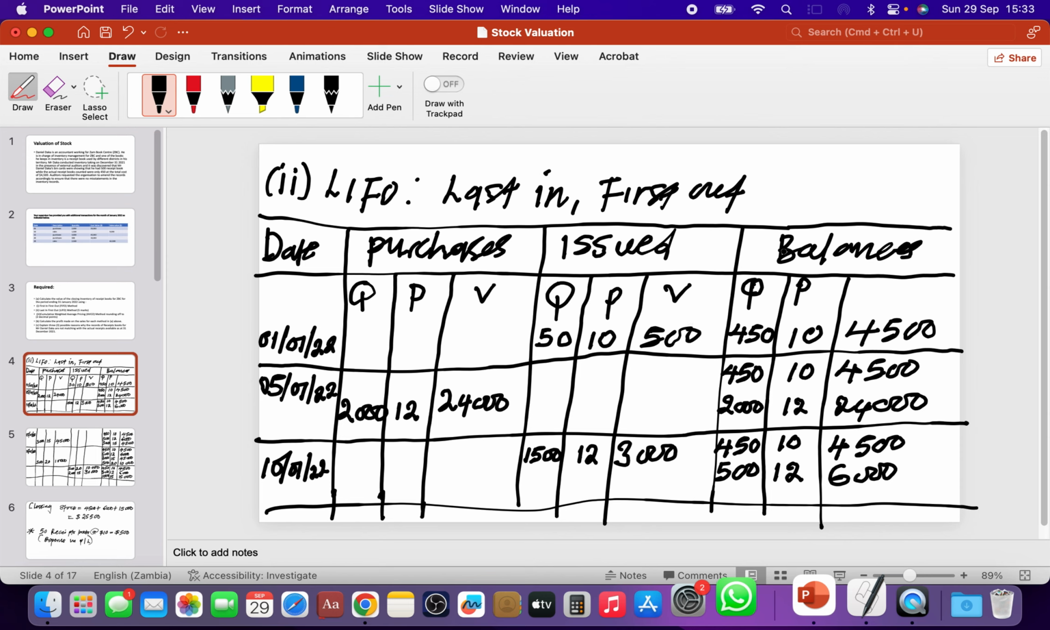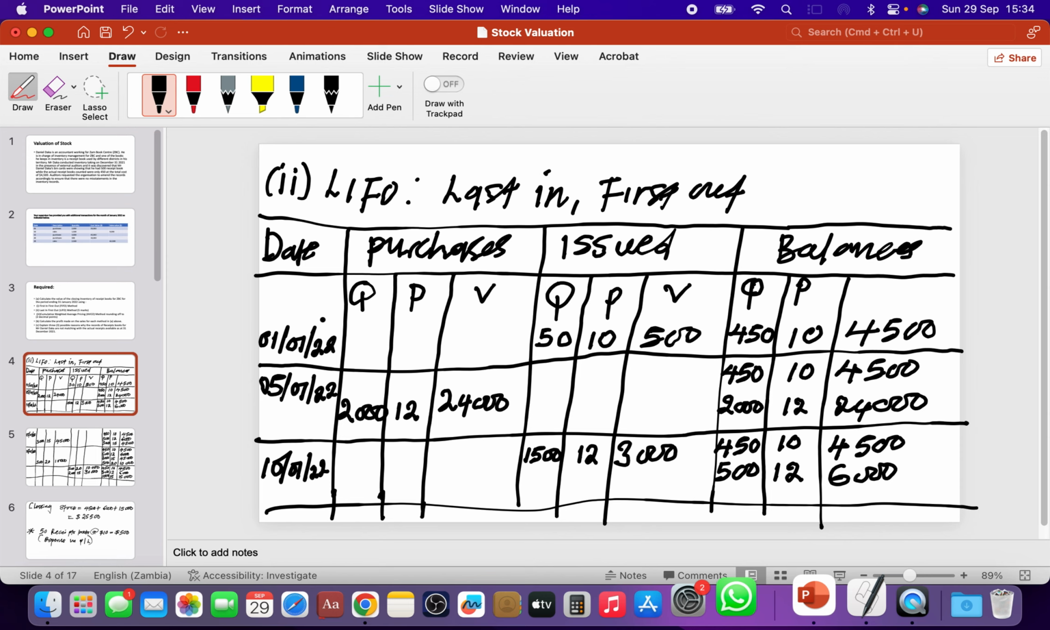And then you have the balance section. Here it shows how many units are still in stock, how much each unit is valued at, and the total value of those units. Like I mentioned earlier in the first video, the stock is valued at cost. So you need to make sure that even as you value your stock in these records, you use the cost price. Never use the selling price.